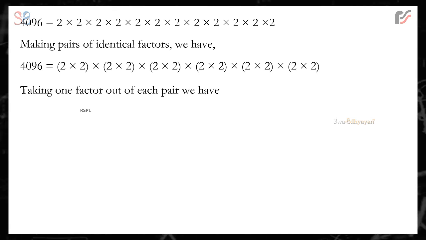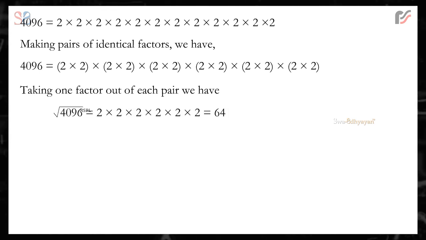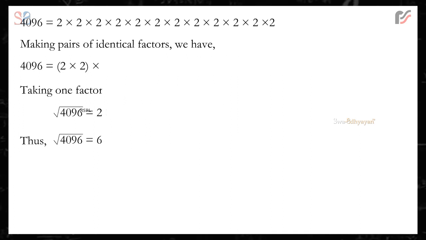Taking one factor out of each pair, we have the square root of 4096 is equal to 2 into 2 into 2 into 2 into 2 into 2, which is equal to 64. Thus, the square root of 4096 is equal to 64.